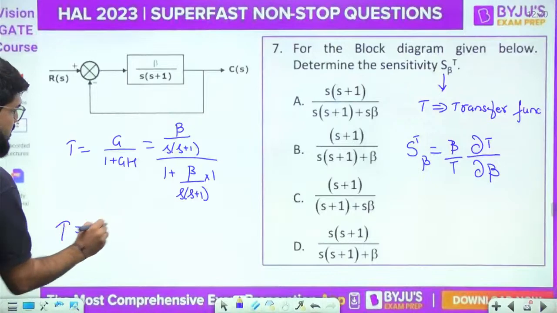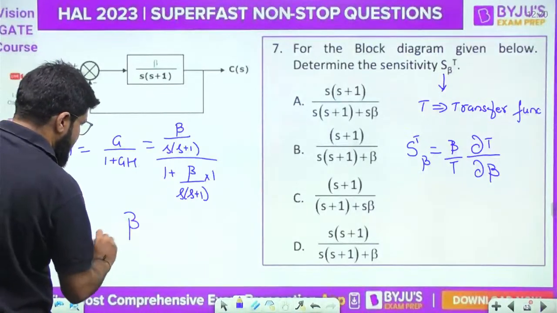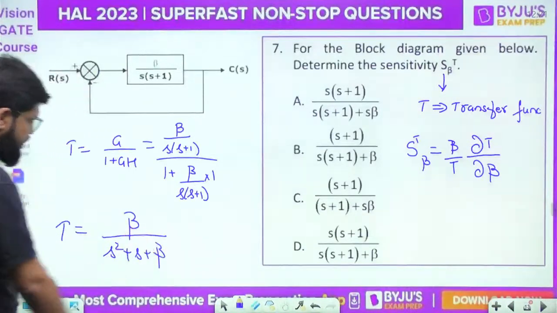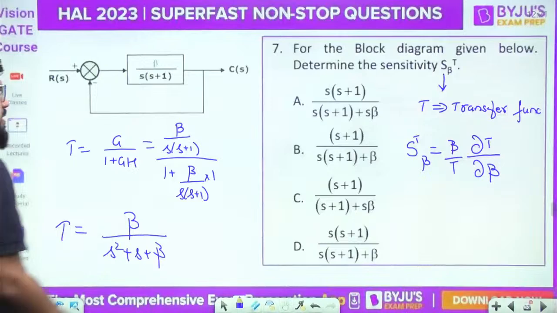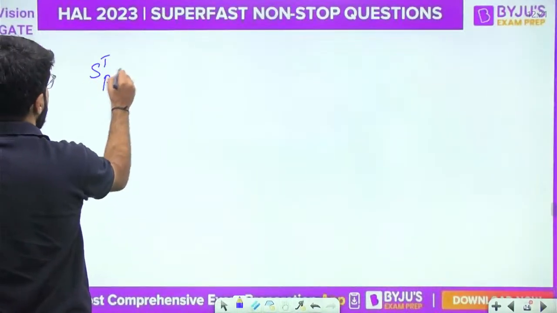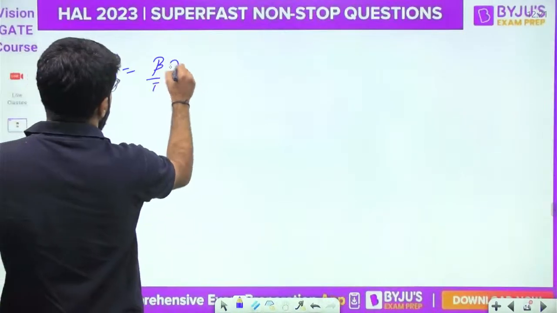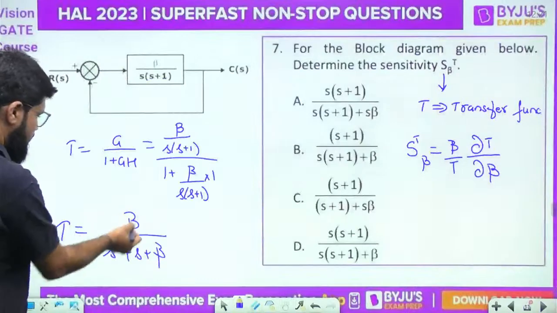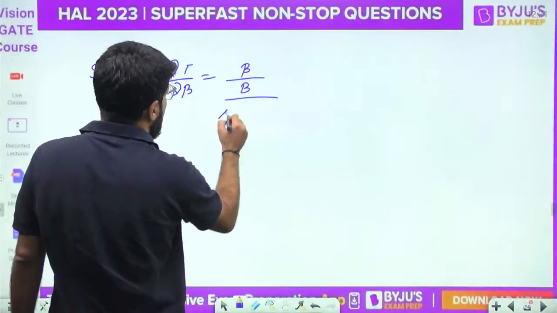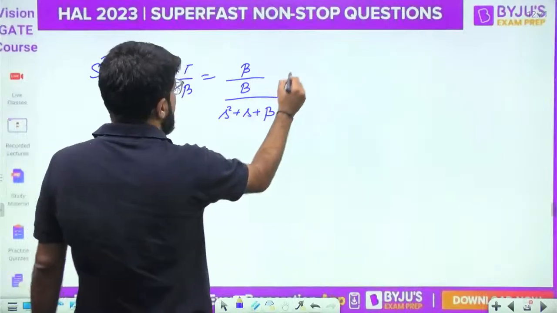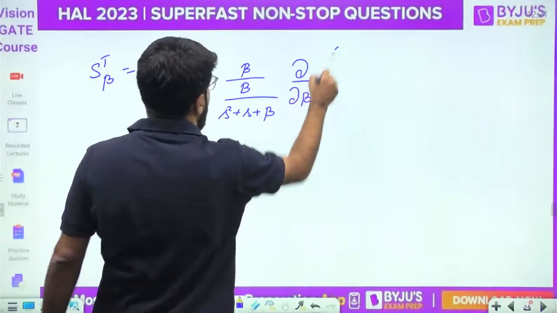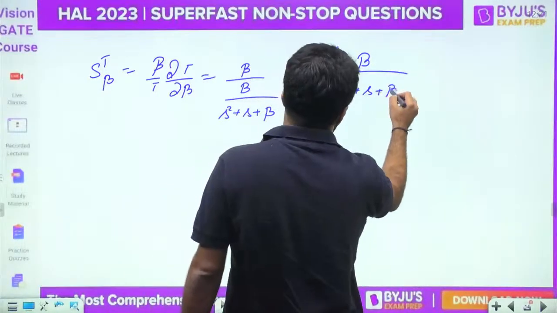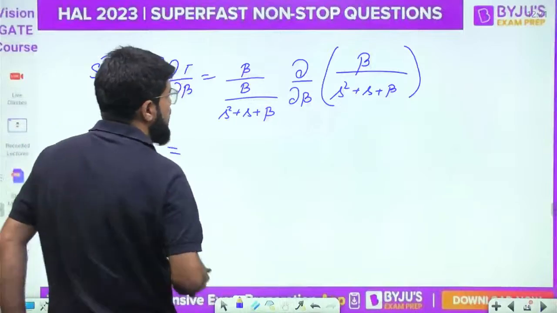So what is the transfer function? S plus 1 se multiply karenge. So I get beta upon S square plus S plus beta. Okay, that is the transfer function. So what is the sensitivity now? S_T^beta, as I told you, is beta by T into del T by del beta. Put down the transfer function, beta upon S square plus S plus beta, into del by del beta of the transfer function, which is beta upon S square plus S plus beta. So we need to do a quick differentiation, not a problem.